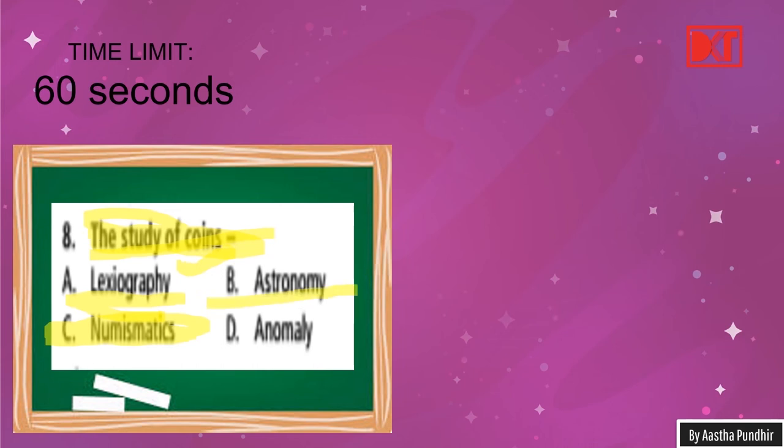Then astronomy, pretty sure you know what it means. Then we have anomaly. We call something an anomaly when it is sort of deviating from what is expected, which is not exact, right? That's an anomaly.